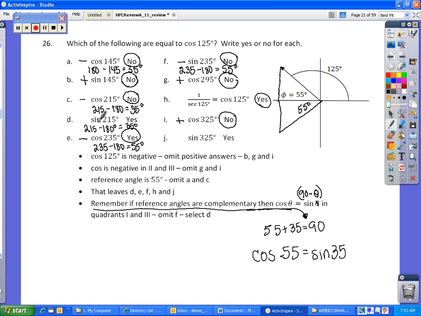So you have to ask yourself, in this case, sine of 215 is negative. So negative sine of 35 will be the same as the cosine of 125. So yes, those are the same. And then for the same reason, in the fourth quadrant, sine is negative. And if I find the reference angle here, 360 minus 325, I am left with, again, 35 degrees. So the sine of 35 is the same as the cosine of 55. So yes, this is also equal.